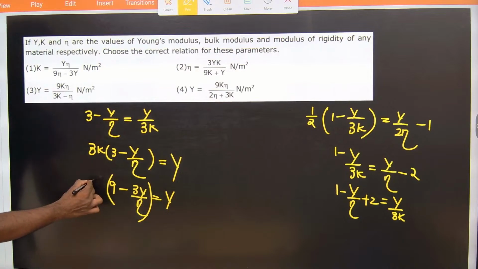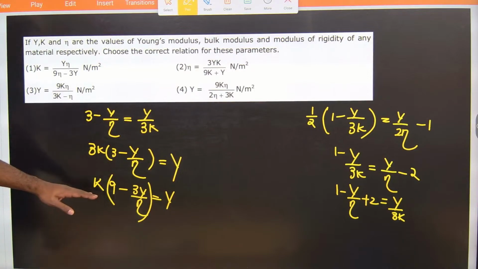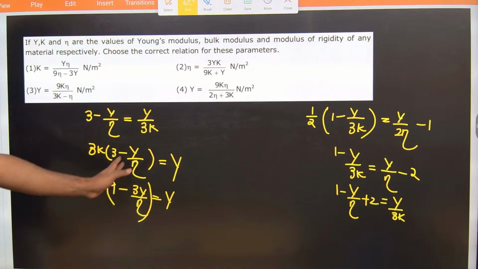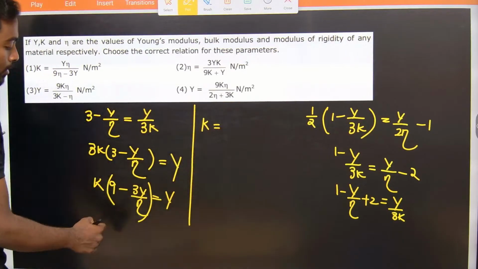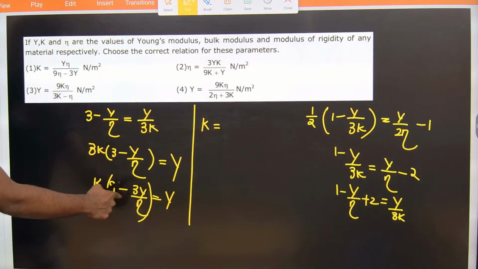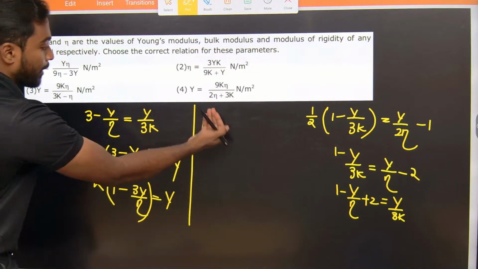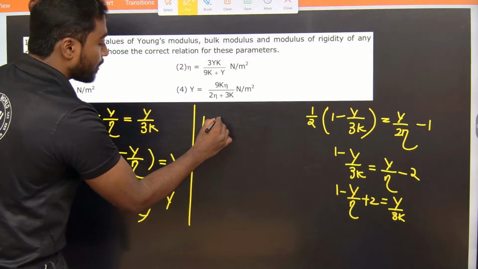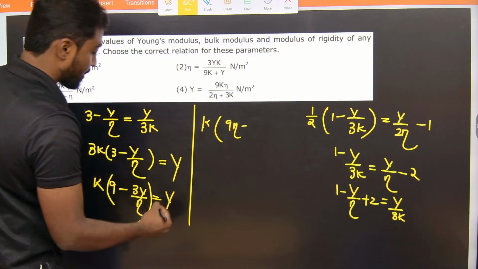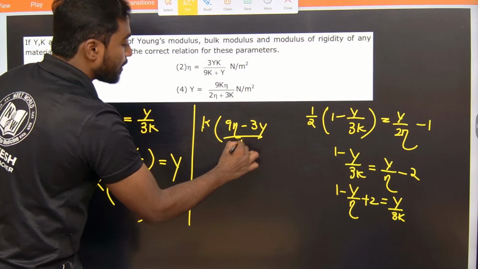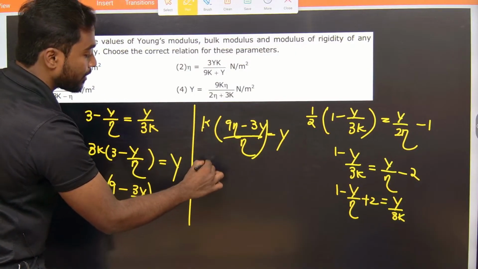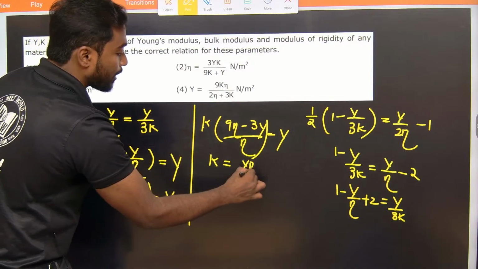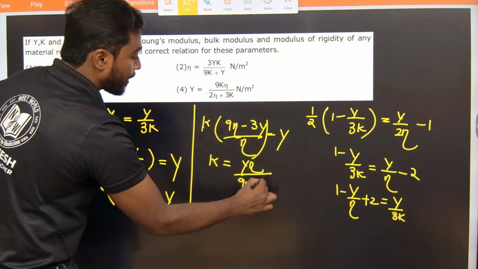This is my equation. From this I will keep k on one side and the remaining terms on the other side. Take eta as LCM: k into (9 eta minus 3y) by eta is equal to y. So send this eta to the other side: k is equal to y eta by 9 eta minus 3y.